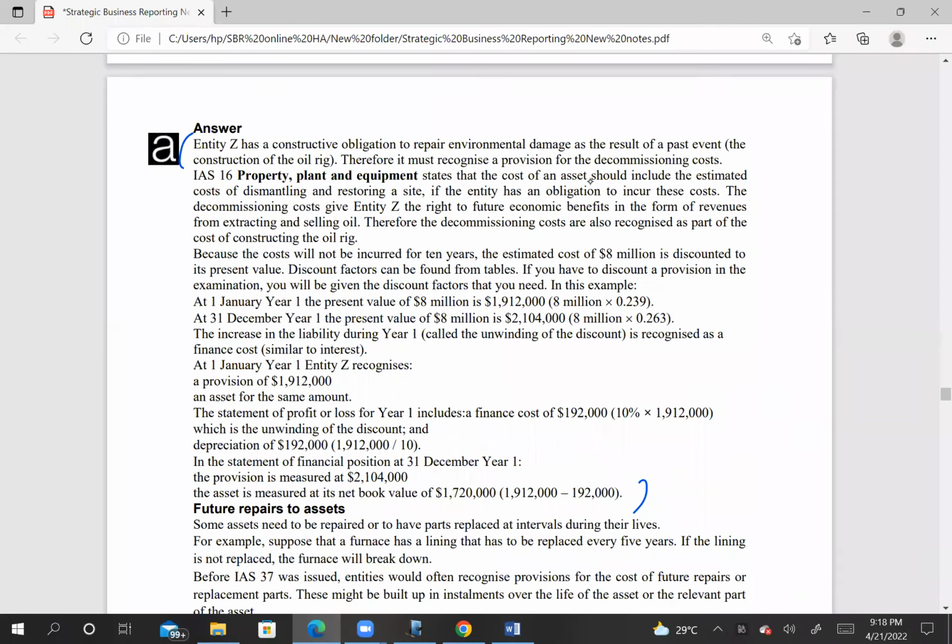So they have a constructive obligation to repair the environmental damage as a result of a past event, and the past event is the construction of the oil rig. Therefore, they will recognize the decommissioning cost as a part of the property, plant and equipment.